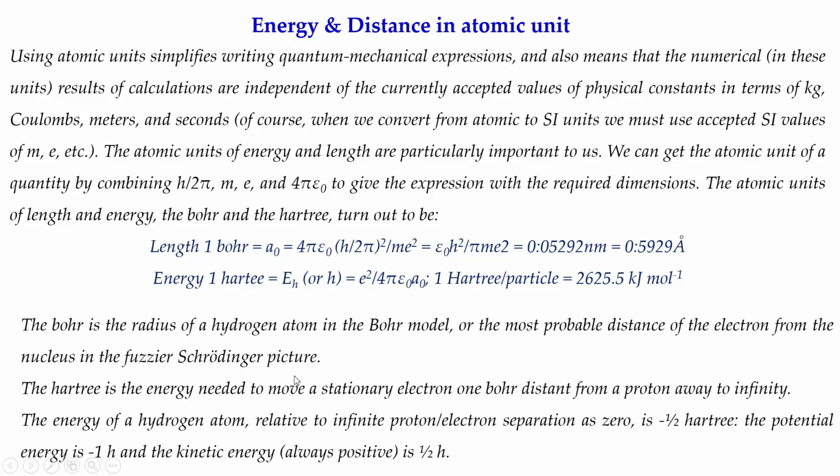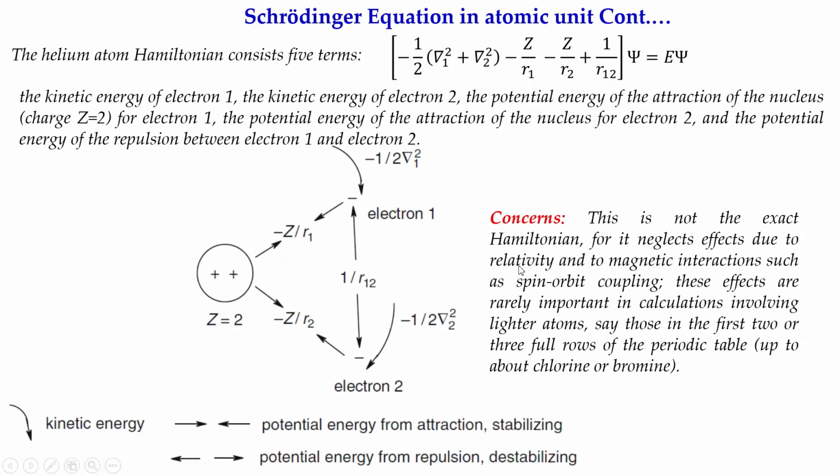Okay, so the Bohr radius of a hydrogen atom is the radius in the Bohr model, or the most probable distance of the electron from the nucleus in the Schrödinger picture, because we cannot always assume that electrons are like particles according to the Bohr model. The Hartree is the energy needed to move a stationary electron 1 Bohr distance from a proton away to infinity. If you define the energy of the hydrogen atom relative to infinite proton-electron separation as 0, it is minus half Hartree, the potential energy is minus 1 Hartree, and the kinetic energy is always positive, that is plus half. Okay, so the Schrödinger equation in atomic units.